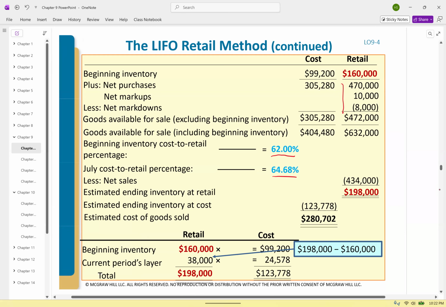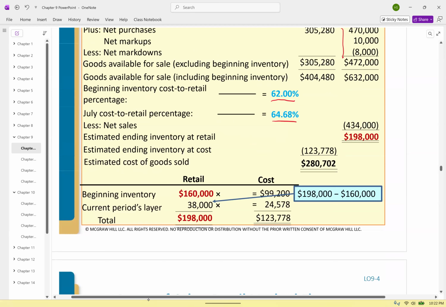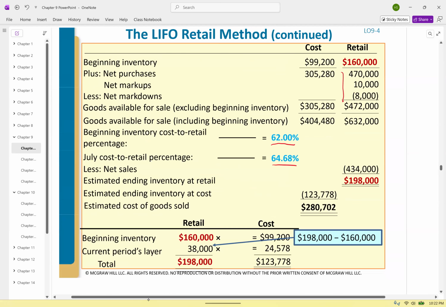So don't look at this. Let's come down here and we are going to look at the beginning inventory of 160 multiplied by that percentage. To get the cost, because this is our retail, and then the current period's layer, the 198, I'm sorry, that's the total. The current period's 38. Multiply that times that percentage right there. And then we end up with two layers of inventory here.